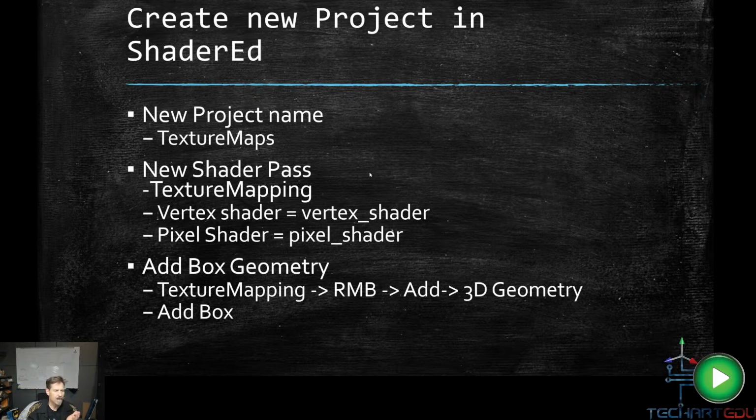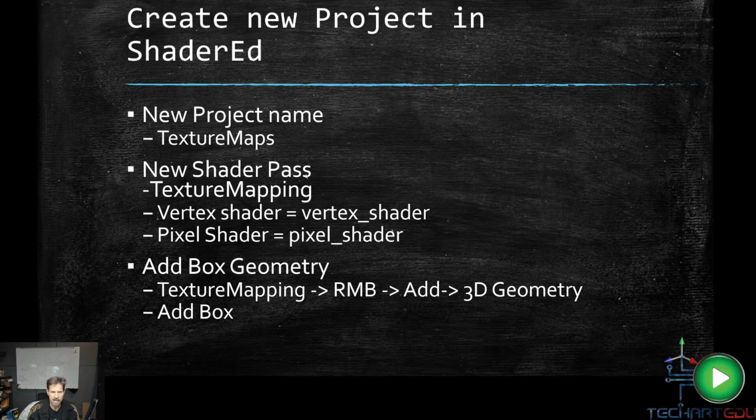When we are working in Shader Ed, we do everything with shader passes. So let's go ahead and create a shader pass. Go to Project, Create, Shader Pass, and then let's provide a name for it. Let's call it just Texture Mapping. And then change the language from GLSL to HLSL.